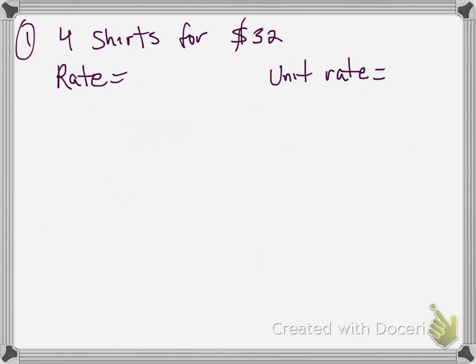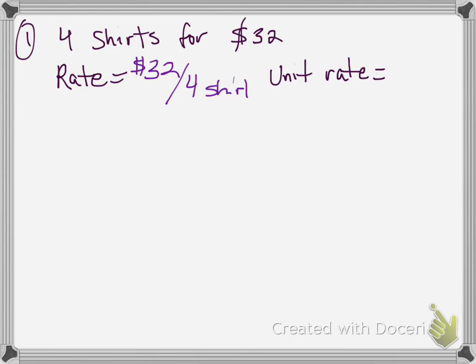Let's get started. All right, the first problem says there are 4 shirts for $32, and we're asked for the rate and the unit rate. Well, the rate is really pretty straightforward. Usually we do the money on top, so $32, and that would get me 4 shirts. So that's just my rate, 32 for 4 shirts.